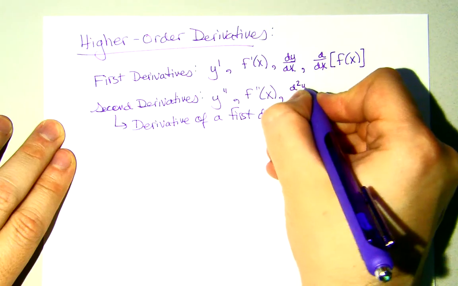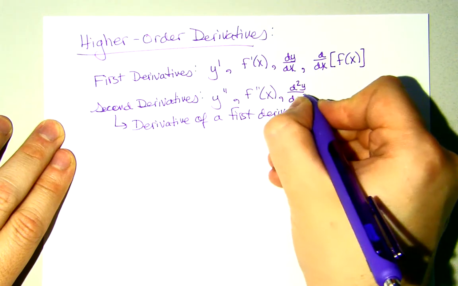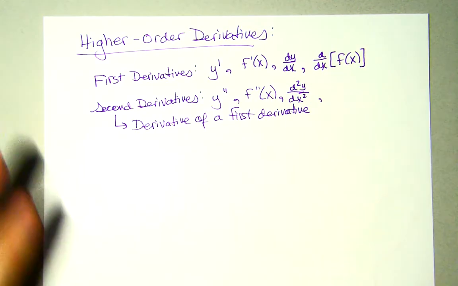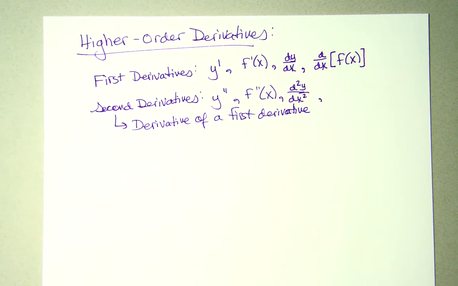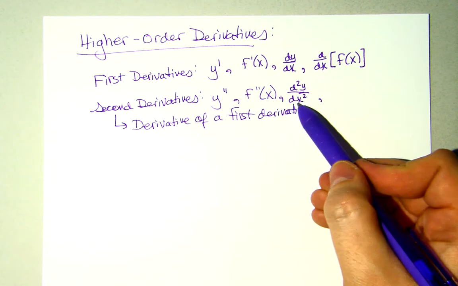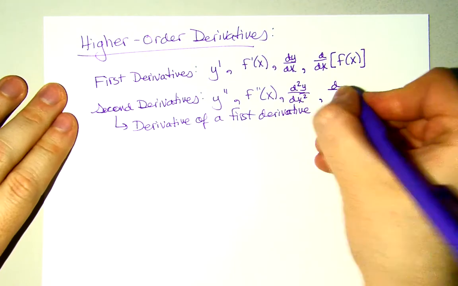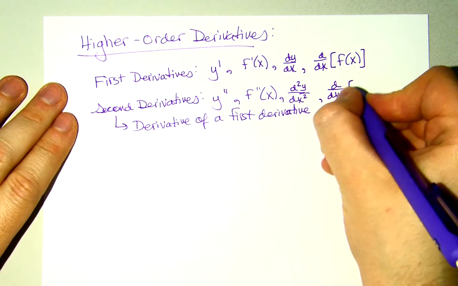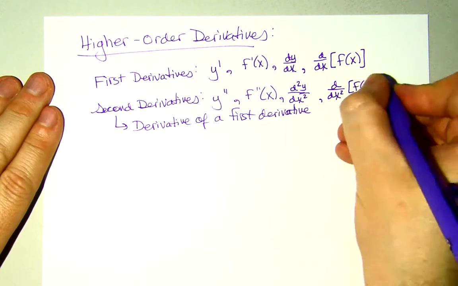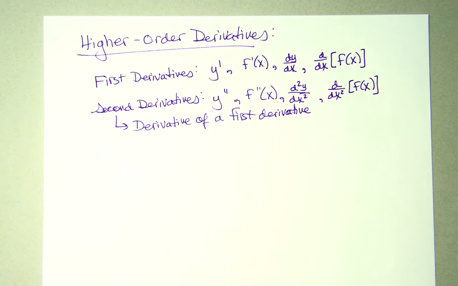d squared y dx squared. You square the d on the top, you square the x on the bottom. It's just the symbol. More with this symbol in the next unit, but I guess we're not squaring the d's in both because then it would look like we could cancel them, and that's not the case. d dx squared of f of x. To find a second derivative, we'll calculate our first derivative and then find the derivative of that. We'll do this in a moment.